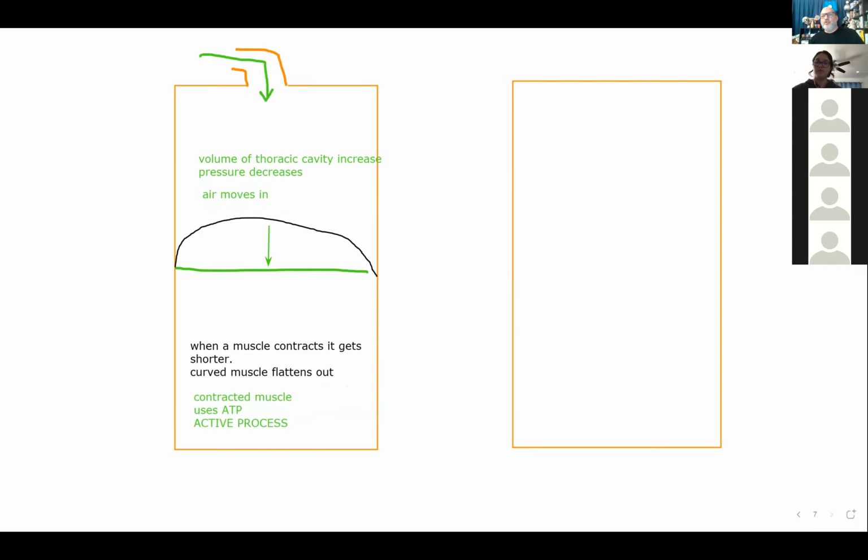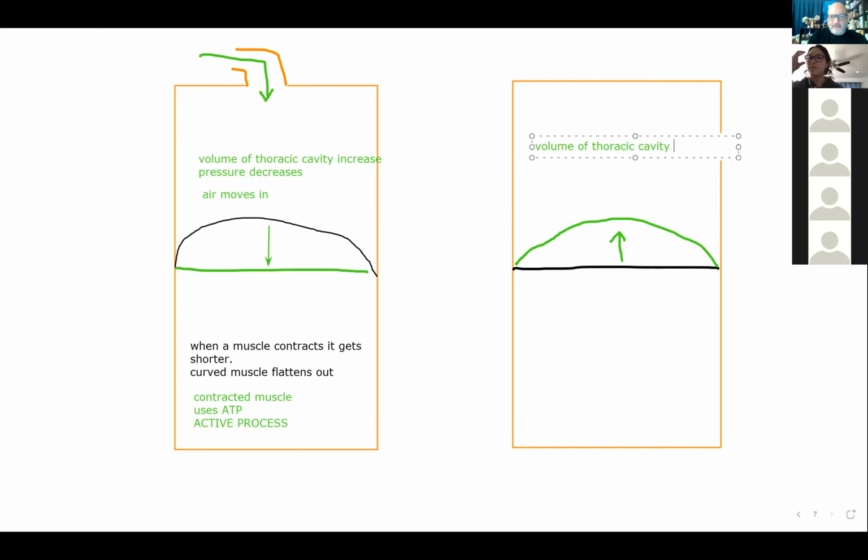But do we leave that diaphragm contracted forever? No. Eventually, we're going to relax it. And when we relax it, what happens to the muscle? The muscle relaxes and it goes back to its original shape. When it goes back to the original shape, what happens to the volume of our thoracic cavity? It's going to decrease, right?